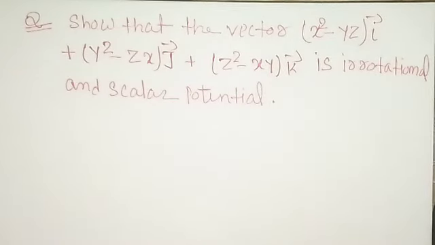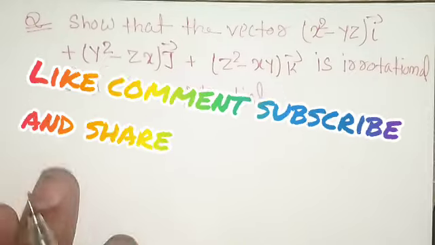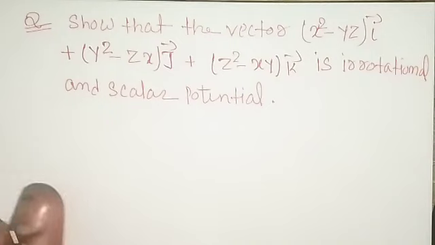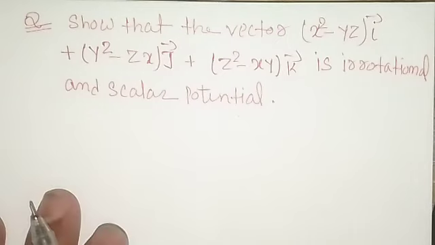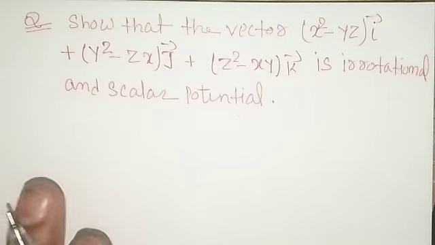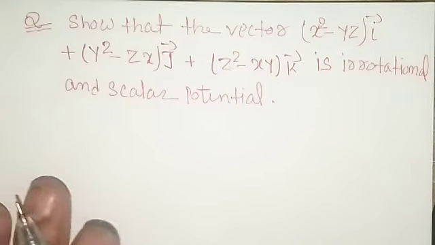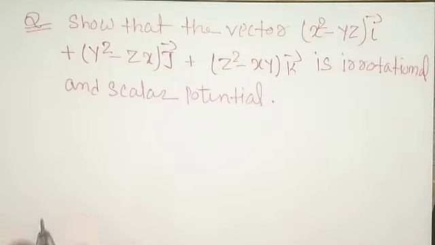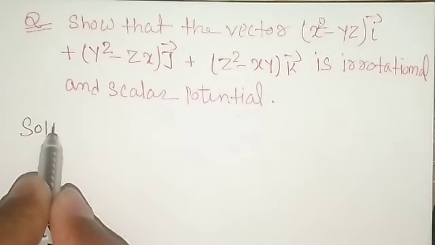Whenever a vector function is given, how do we check whether it is irrotational or not? First of all, we need to find the curl of the given function. If the curl of a given vector is equal to 0, it means that the vector is irrotational. Then, if it is irrotational, we can say vector F is equal to the gradient of phi. So first we find the curl of the given vector and then check whether the curl is 0 or not. So here we go, the solution.